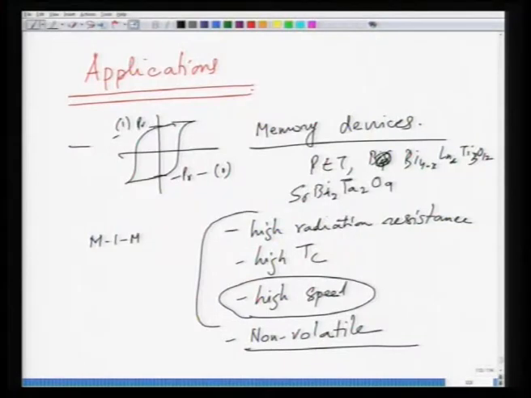Here you don't need to press Control S, because the material is always stored in the plus Pr or minus Pr state at zero field. So, even if the power goes off, the data remains there. So, that is why these are called non-volatile memories.